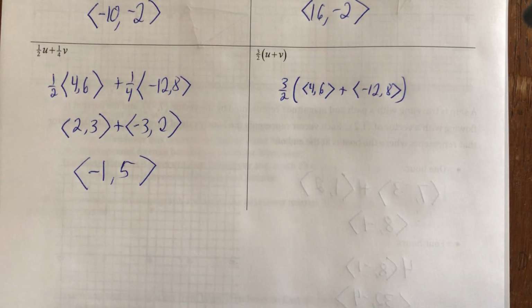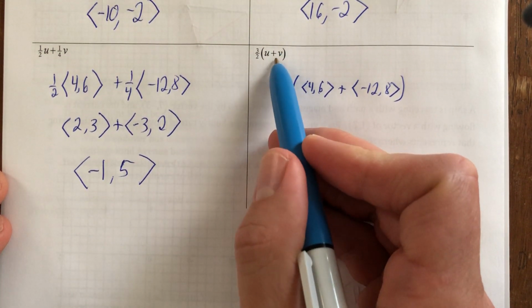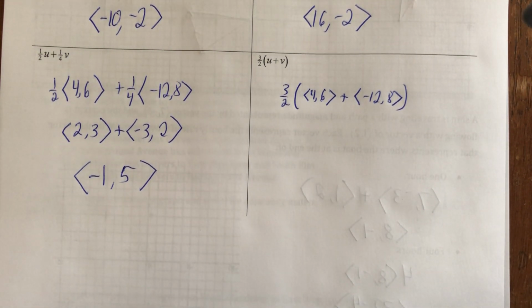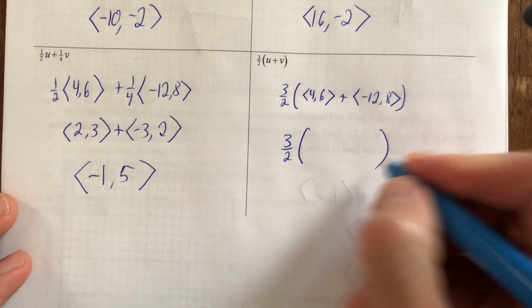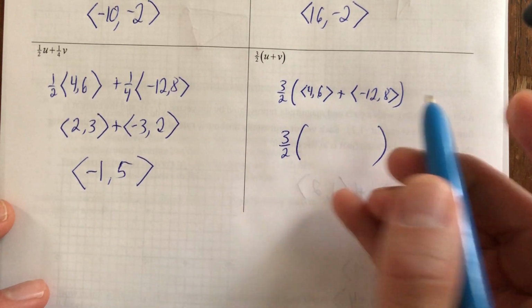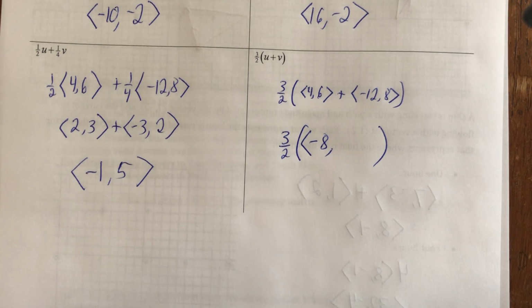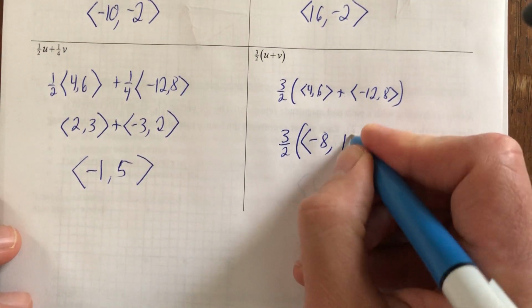Okay, this next one's a little tricky because of the way it's configured. We have 3 halves times this entire thing, and this entire thing is u plus v. So let's do u plus v first. Let's deal with that first. That is the very first thing we should do. So we're going to have 3 halves, and then parentheses, or not, actually. 4 plus negative 12 is negative 8. I'll put in my brackets because we're still dealing with vectors. My pointy brackets. And then 6 plus 8 is going to give me 14.